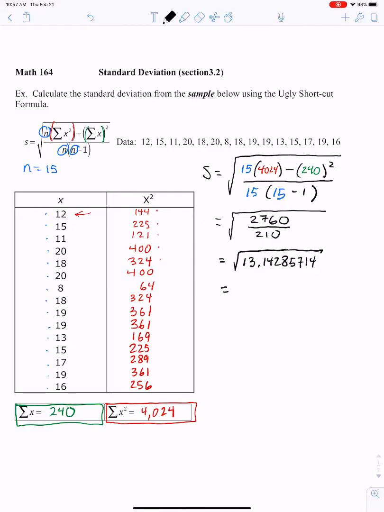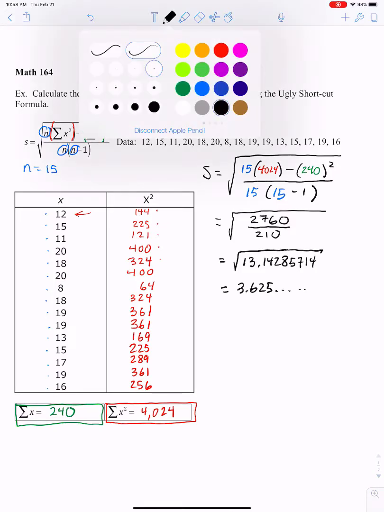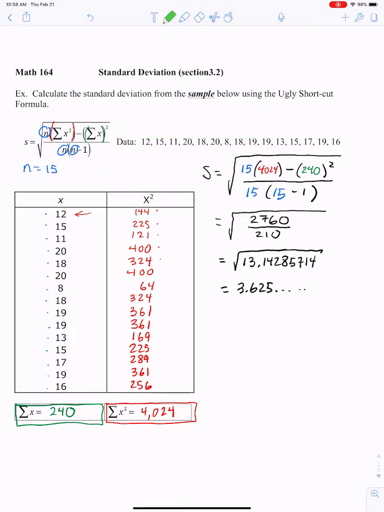And the square root of that, don't forget to take the square root, that is equal to about 3.625, and it goes on and on like that. So now the question is, where should we round it? Because all of the data was given as whole numbers, 12, 15, 11, 20, we should round that to about 3.6. 1 decimal place farther than the original data.